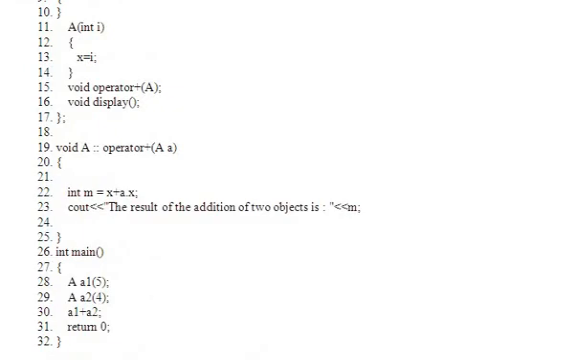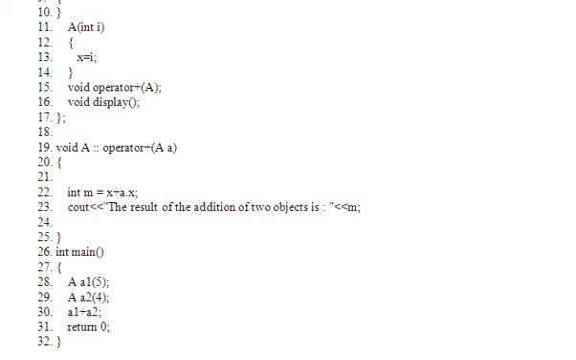Look at line number 19, void A scope resolution operator plus within brackets capital A, small a. Capital A is your class name, small a is your object. Now what is happening inside? M is equal to x plus a dot x. And look at line number 28.